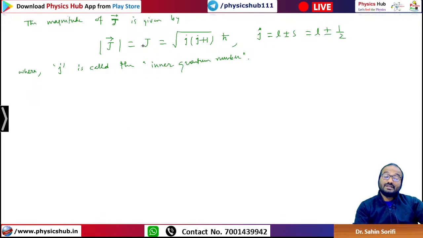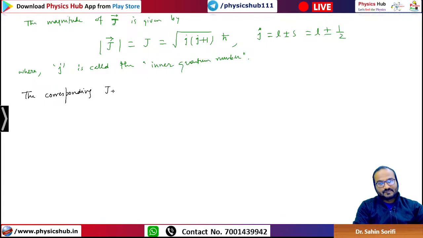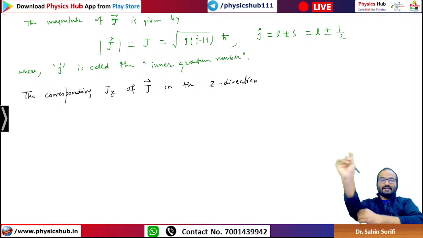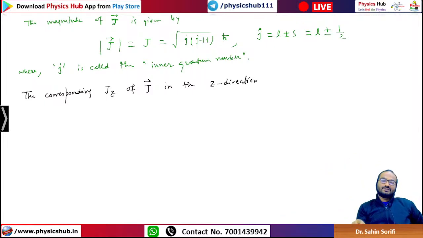So, corresponding to J, there will be Jz also, right? The corresponding Jz of J in the z direction. So you try to observe a pattern. We have done it for L first, then S, then its combination L plus S, that is J. Things are pretty similar. Same thing for three different things.